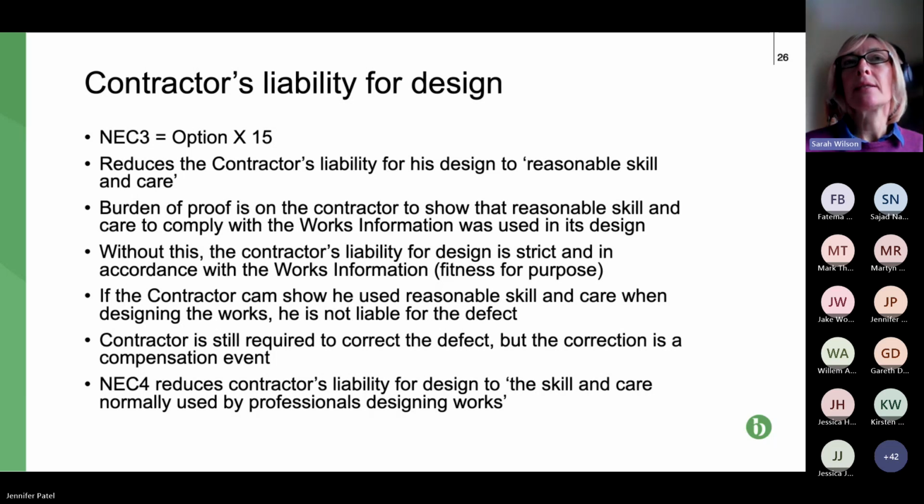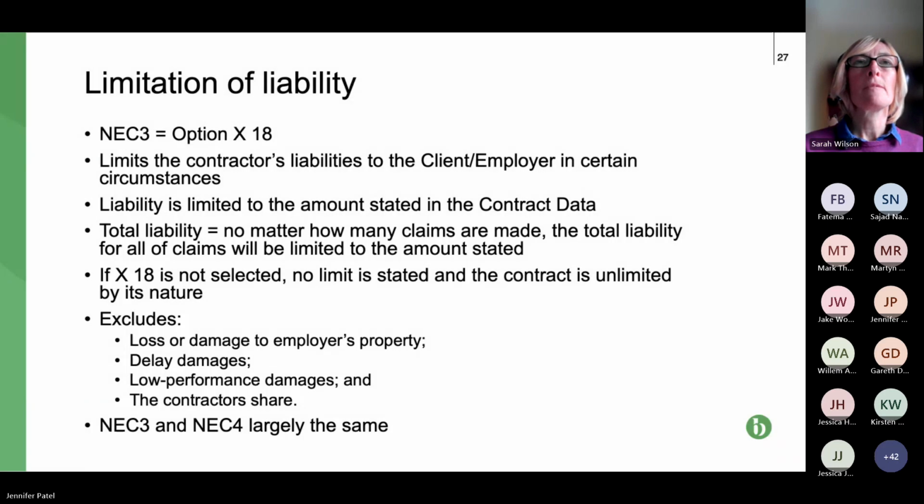So it is a risk to the contractor in terms of the extent of their liability, should the works prove to be defective at all. So the next slide, please. So limiting liability. So this totally benefits the contractor or the subcontractor.